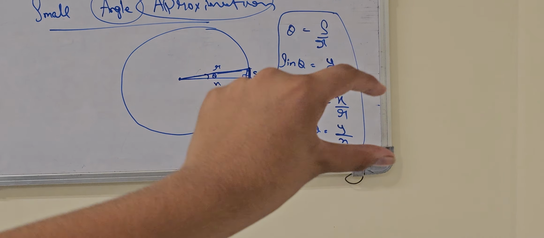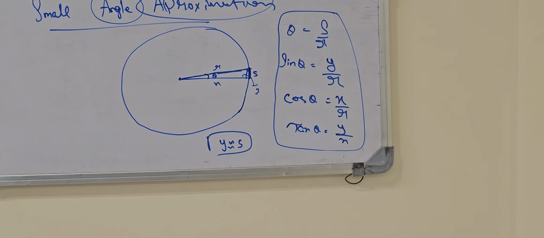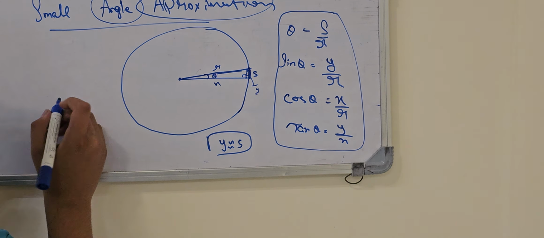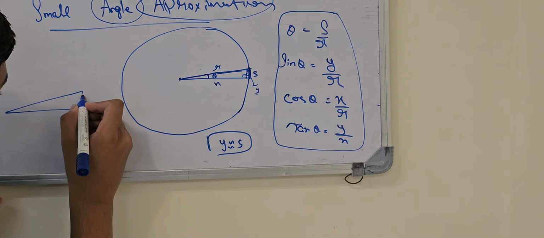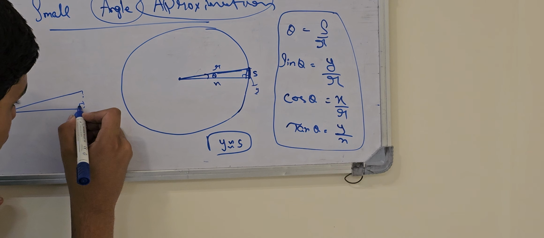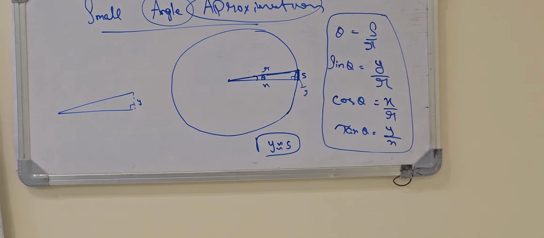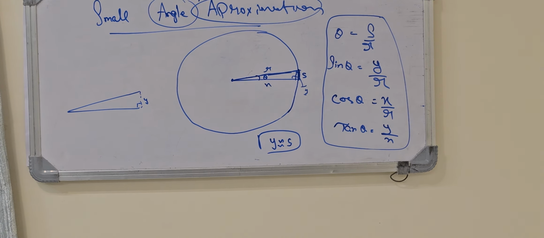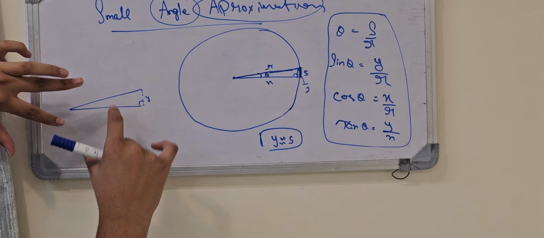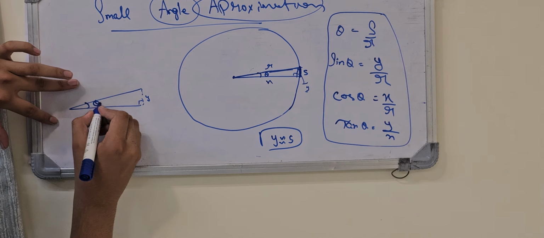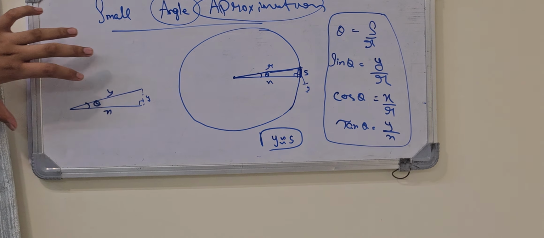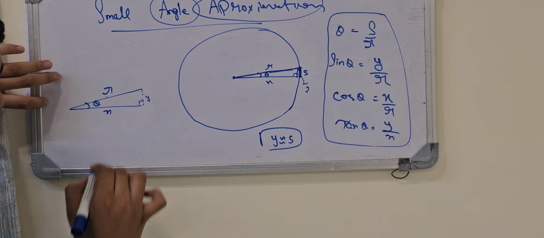Now look, this is a very clear photo, the clearest I can make. If I take this triangle over here and zoom a little bit, this is the perpendicular, this is y. Now if you zoom towards this triangle, this is y, this is x, this is theta, and this is, sorry, not y, the radius.